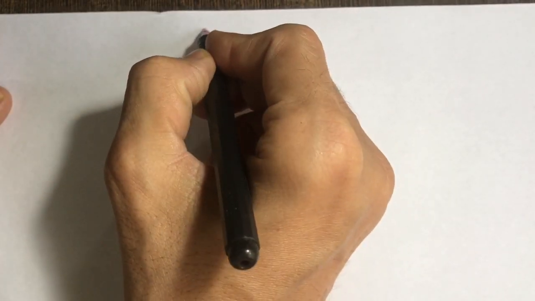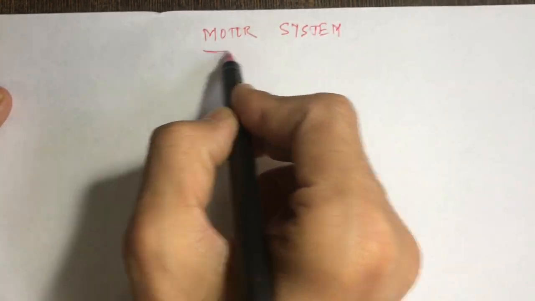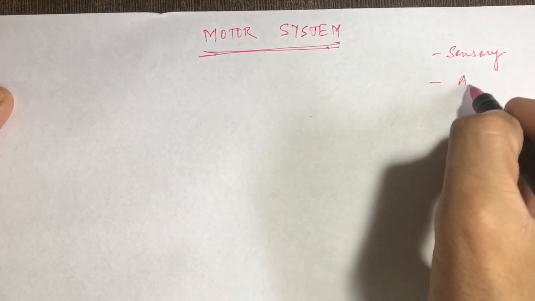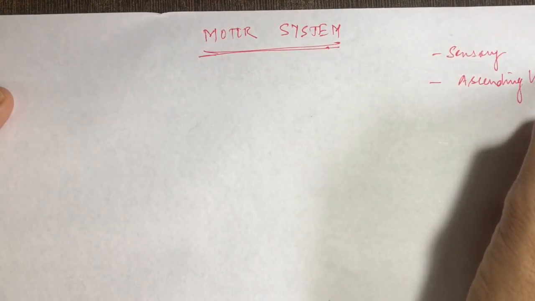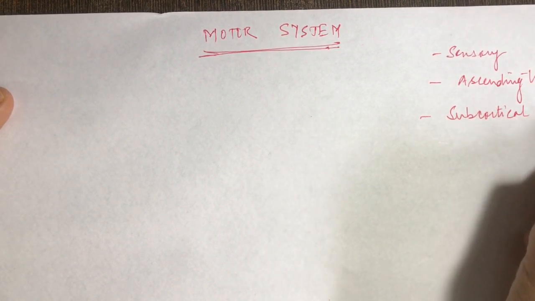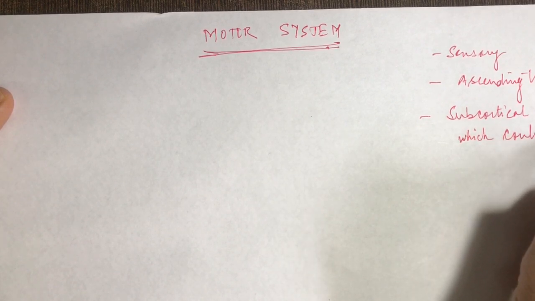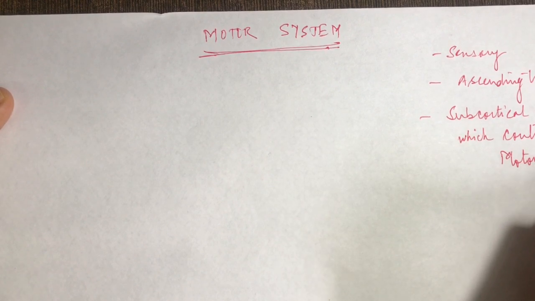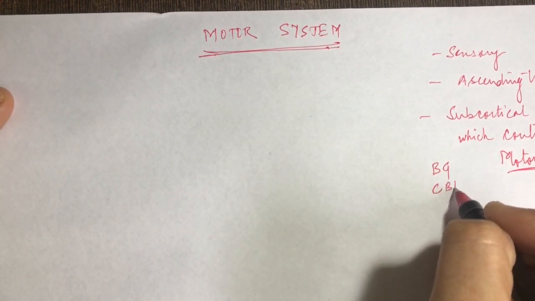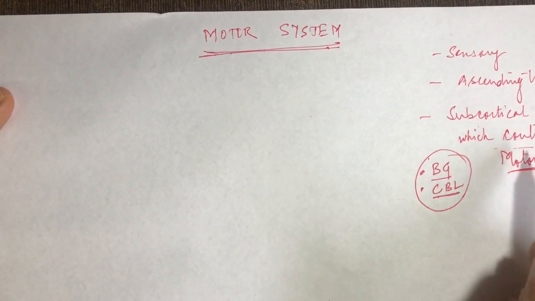So today we will talk about the remaining part of the motor system, right? We have covered the sensory one, we have covered the ascending tracts, then the subcortical region which controls motor movement. And what part of the subcortical controls the motor movement? Basal ganglia and cerebellum. So we have covered all these things. Now in the motor system, these are the subcortical areas which control.